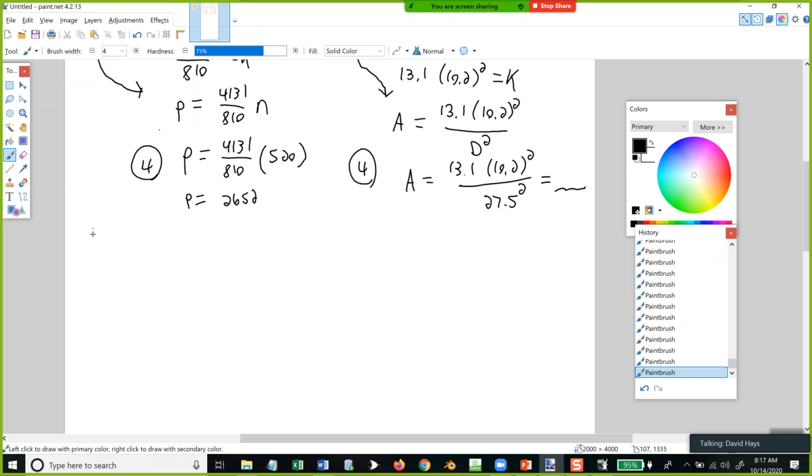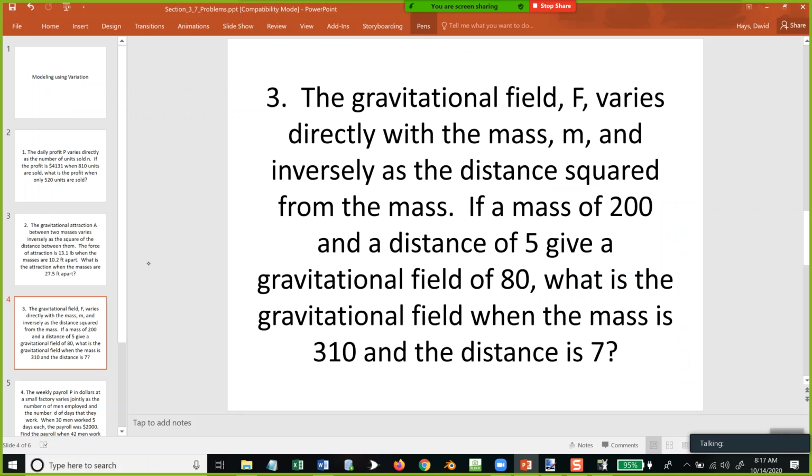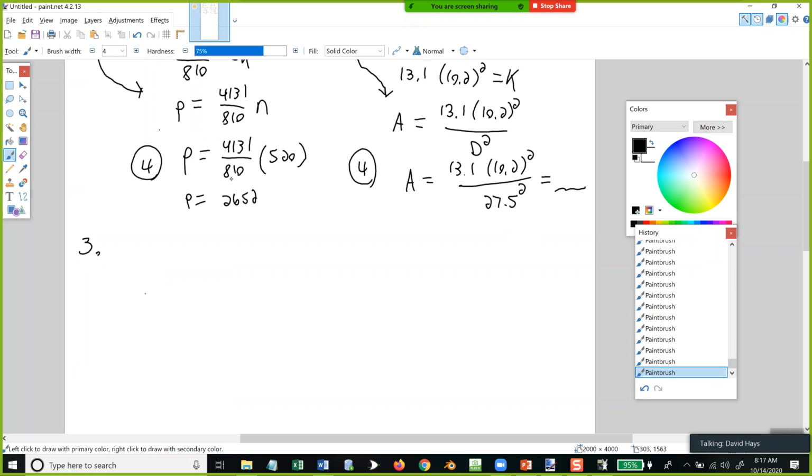Problem number 3. Gravitational field F varies directly with mass m and inversely is the distance squared from the mass. It says direct and inverse, so this is a combo. Now there is no precise form for a combo. It's just however you read it is how you write it down.